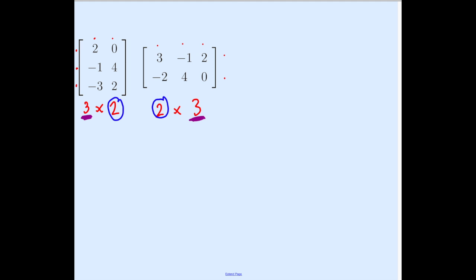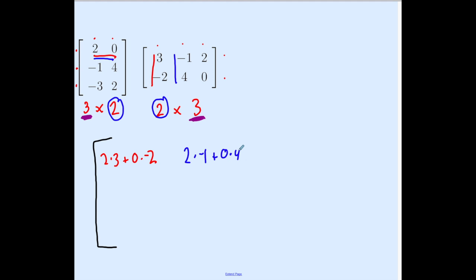So again, let's go ahead and multiply. Draw a big matrix here because we have a lot of work to do if it's 3 by 3. So let's go rows and columns. So it's this times that. So 2 times 3 plus 0 times negative 2. Top left corner up here. Then next we're going to do this times that. And it's 2 times negative 1 plus 0 times 4. Zeros make it a lot easier.